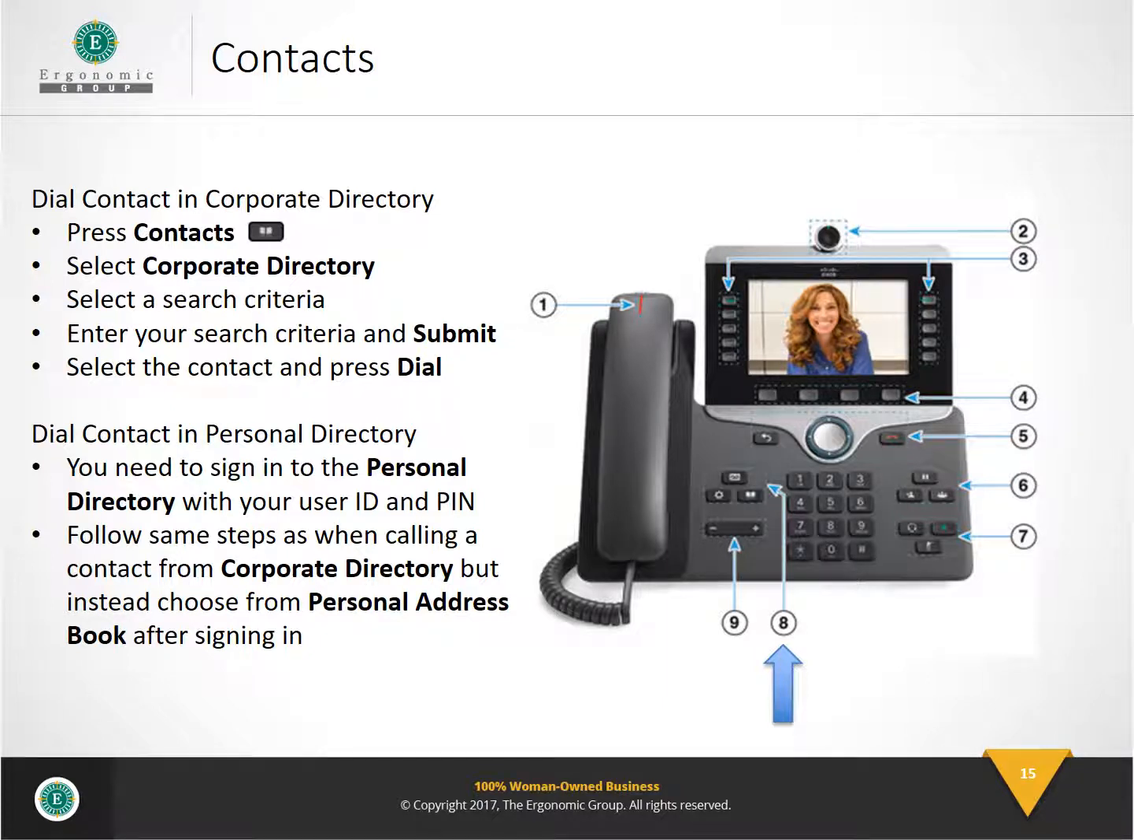To dial a contact in your personal directory, you'll first need to sign in to the personal directory using your user ID and PIN. Then, follow the same steps as when calling a contact from the corporate directory, but instead choose from the personal address book once you're signed in.